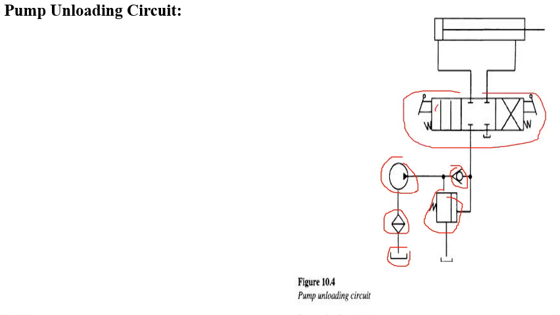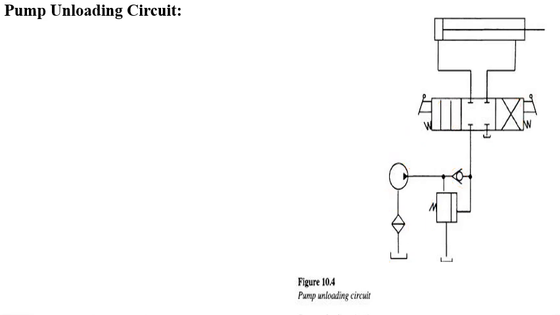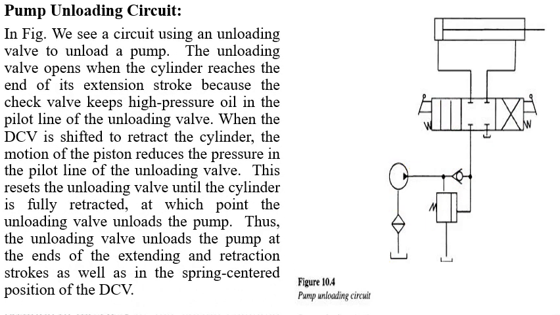Here the arrow marks look like this, and here is the arrow mark you can see. Next is the cylinder. This is a double acting cylinder. This diagram shows a pump unloading circuit using an unloading valve. Now we'll move on to the theory part.